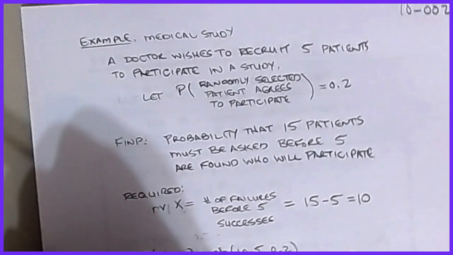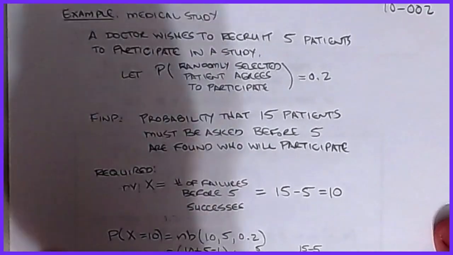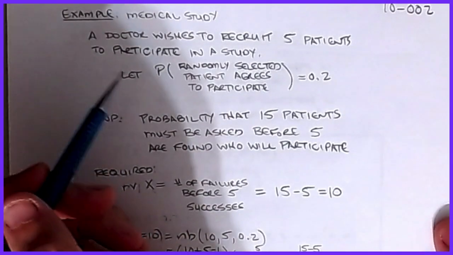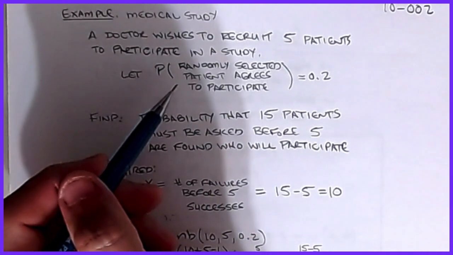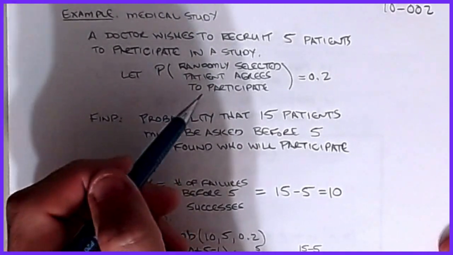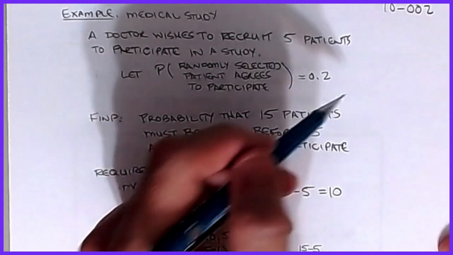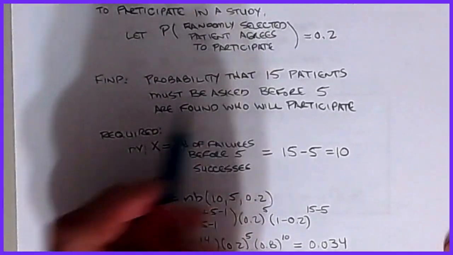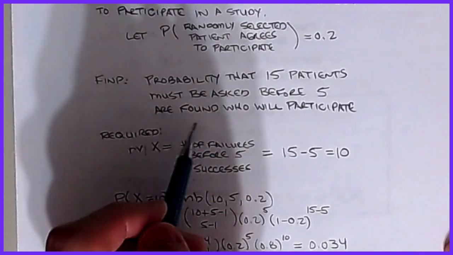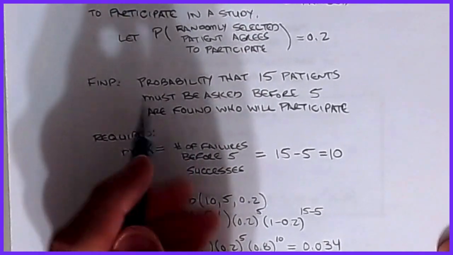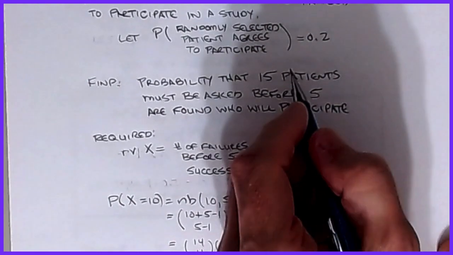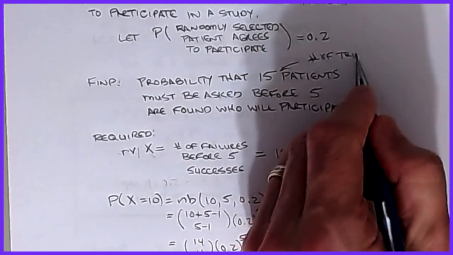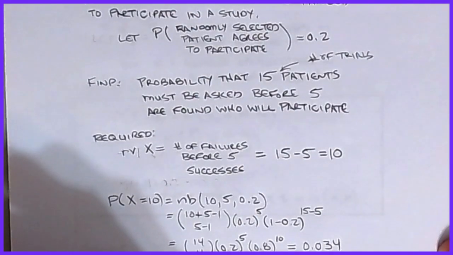Okay, so we've got an example. We have a medical study in which a doctor wishes to recruit 5 patients to participate in a study. We're going to define the probability that a randomly selected patient agrees to participate as being 0.2. We want to find the probability that 15 patients must be asked before 5 are found who will participate. Okay, so this is 15. This guy here is our number of trials. So we're going to use the second formulation for the negative binomial on this one.